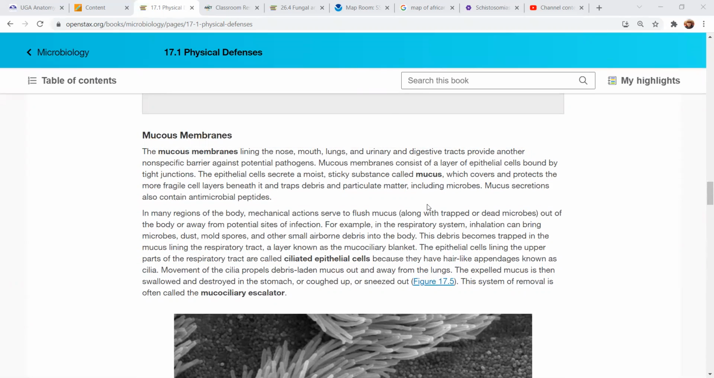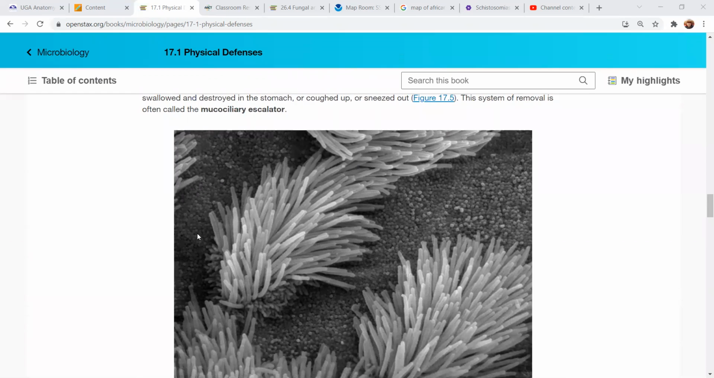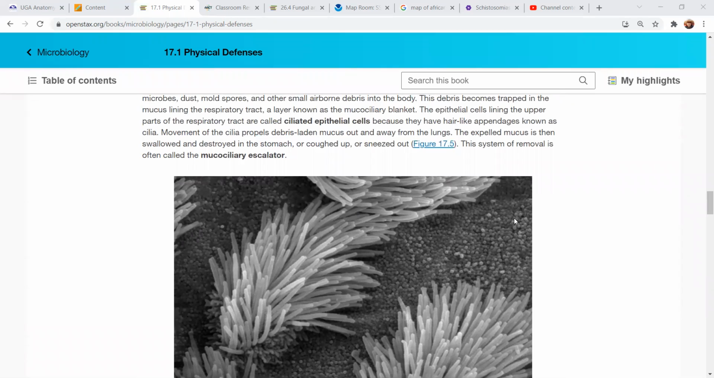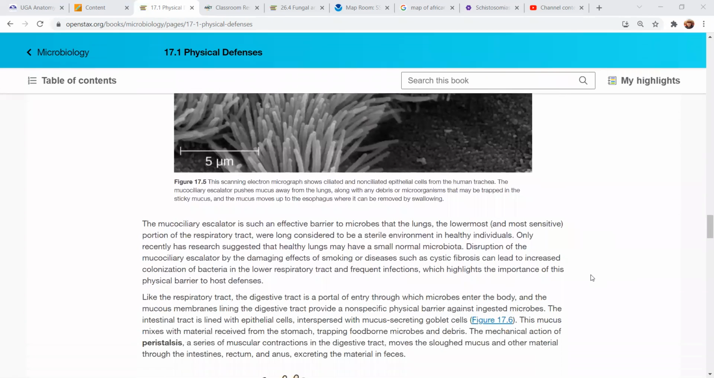They also secrete mucus. Mucus helps to trap debris and other particulate matter. And then a lot of these cells have cilia. And we have what's called the mucociliary escalator, which is very prominent in the respiratory tract. Where the pathogens and other dust and debris get trapped in the mucus, and then the cilia move that up and back out of the body, and that's why we cough or sneeze.